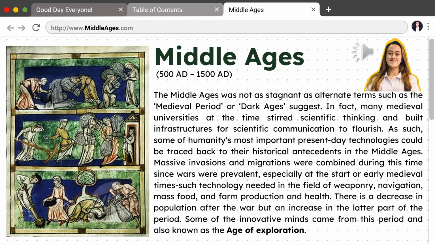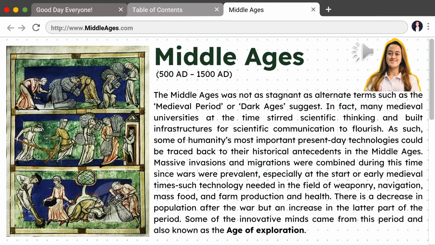We are now going to proceed to the next period, which is the Middle Ages, and this happened from 500 AD to 1500 AD. The Middle Ages was not as stagnant as alternate terms such as the medieval period or Dark Ages suggest. In fact, many medieval universities at the time steered scientific thinking and built infrastructures for scientific communication to flourish.